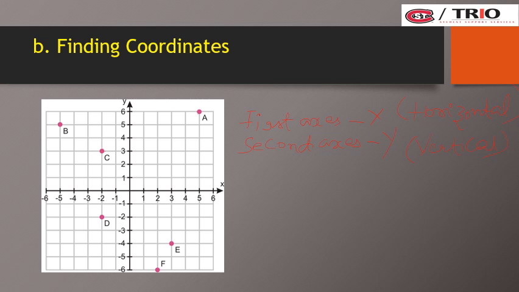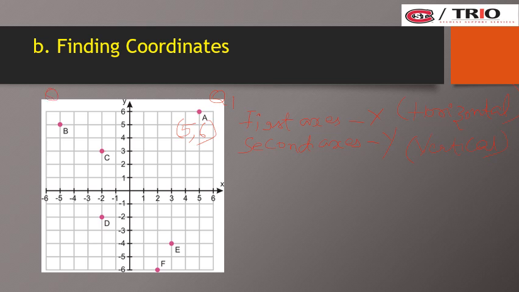Let's start with quadrant 1. In quadrant 1, we have point A plotted. Let's find the coordinates for that. The first axis is the x-axis, so the first coordinate is 5. The second axis is the y-axis, and the point on the y-axis is 6. So the second coordinate for this point is 6.